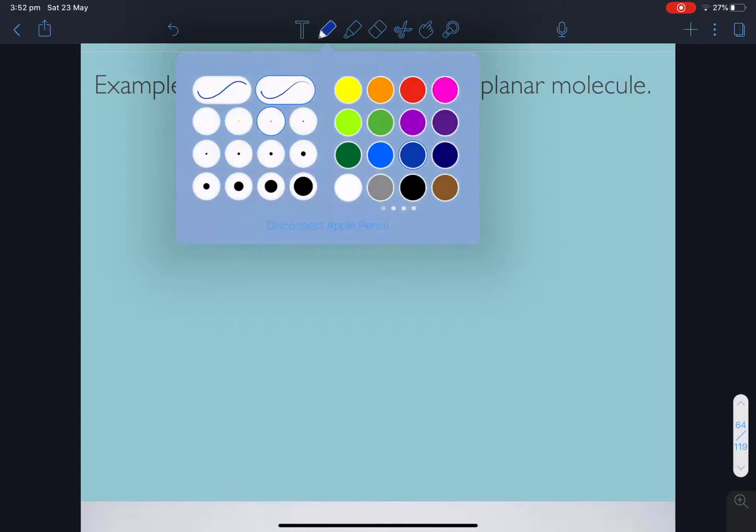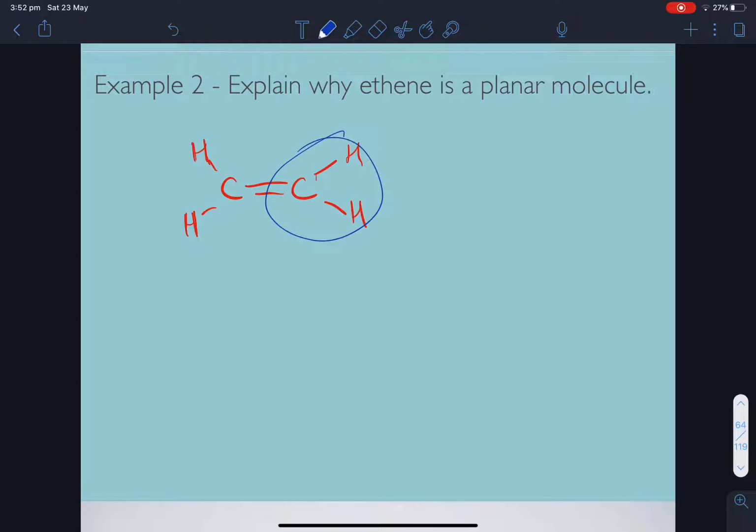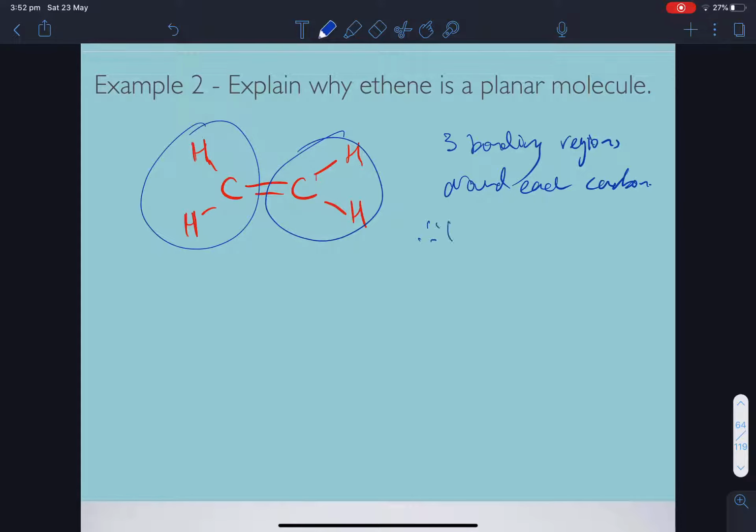Might as well change colour. Okay, around that carbon, and it is symmetrical, so around each carbon there is 3 bonding regions. There's the double bond and 2 single bonds. So 3 bonding regions around each carbon. Therefore, trigonal planar around each carbon.